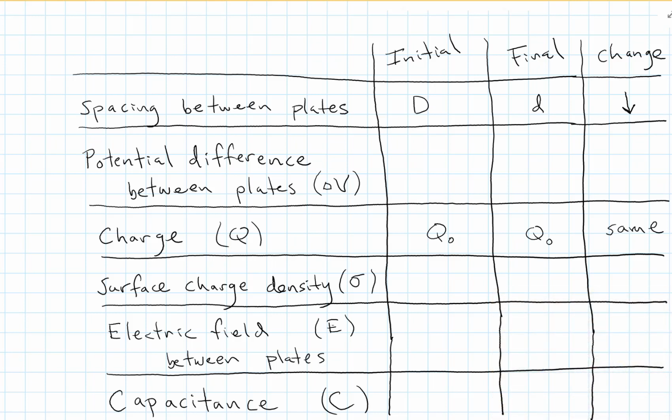Let's jump to surface charge density. We just said the charge didn't change. Did the area of our plate change? No, we just changed the spacing between the plates, but we didn't make the plates bigger or smaller. The area of the plates, the surface area of the plates, is the same. So if the charge is the same and the surface area of the plate is the same, then the charge density must be the same. If it started out at sigma naught, it's going to end up at sigma naught.